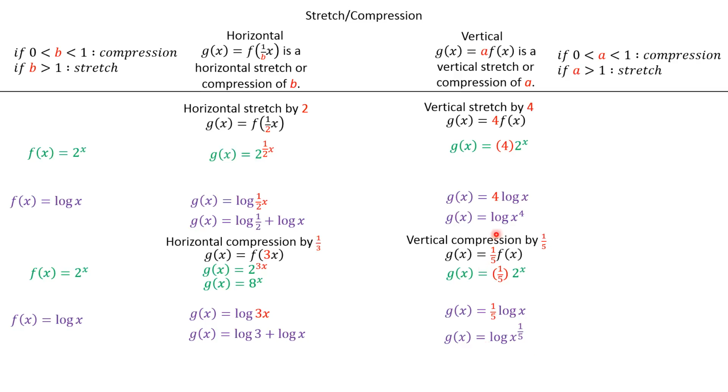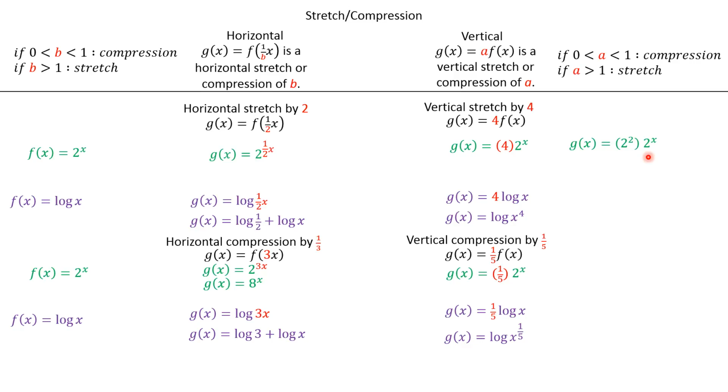And so I said I'd come back to this one. The same will be true down here, but this one's going to be a little bit harder to see. But this one, we have g of x equals 4 times 2 to the x. Well, couldn't we rewrite 4? Isn't 4 2 squared? And so we get 2 squared times 2 to the x.